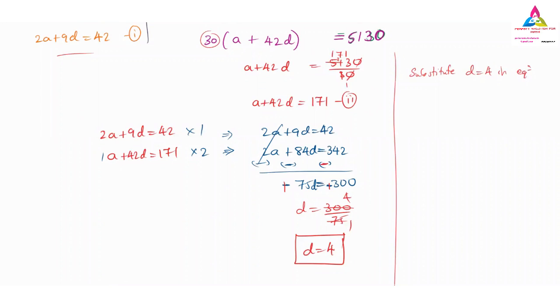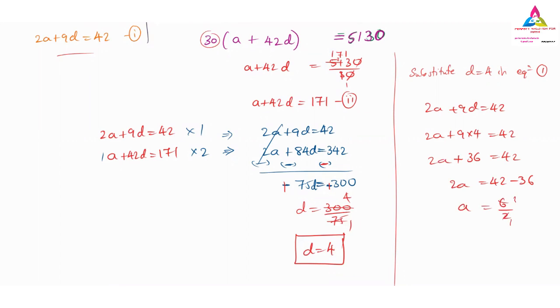No, sir. Equation 1. So 2a plus 9d is equal to 42. So 2a as it is, 9 as it is, d value is 4, that is equal to 42. 2a plus 36, 9 4s are 36, that is equal to 42. So 2a is equal to 42 minus 36. So 6 will remain. 2a we have, so we will bring that 2 to the other side. 2 3s are 6. So a value will become 3. So we found a value and d value.